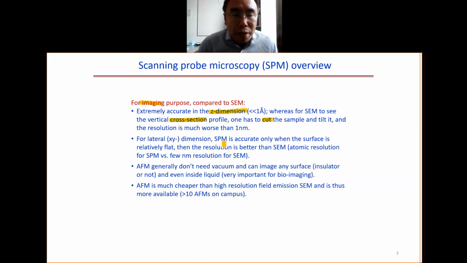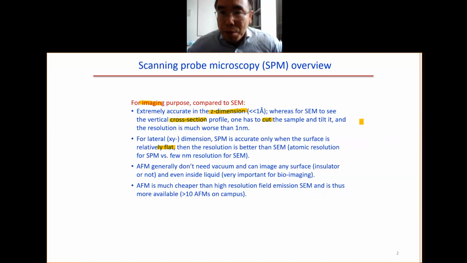For the lateral dimension, scanning probe microscopy is also more accurate than the ICM, but this is only good when we have a flat sample. When the sample is not flat, this is not good. That's why in reality people use ICM a lot more than the AFM, because the sample may not be flat, then the image will be an artifact, will not be real.